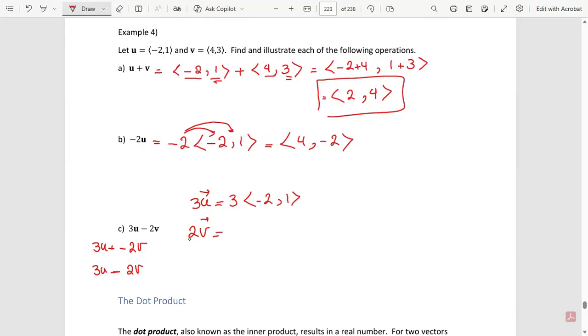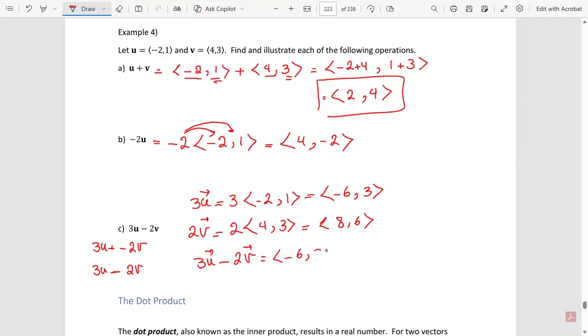So if I multiply vector v by 2, and then I want to subtract. So let's do the scalar multiplication first. 3 times u means 3 times negative 2, 3 times 1. 2 times v means 2 times 4, 2 times 3. Now I want to subtract these two, negative 6 and 3 minus 8 and 6.